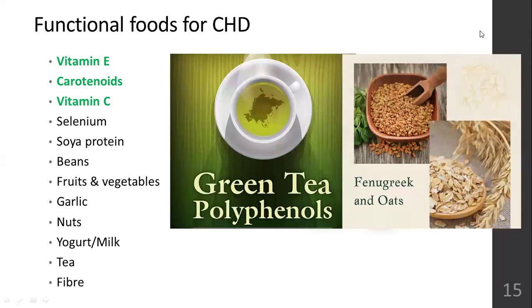Then nuts and seeds, any form of nuts and seeds, especially almonds, walnuts, peanuts. They are rich in unsaturated fatty acids, so eating a handful of them is good. Peanuts, almonds, walnuts, these are good.